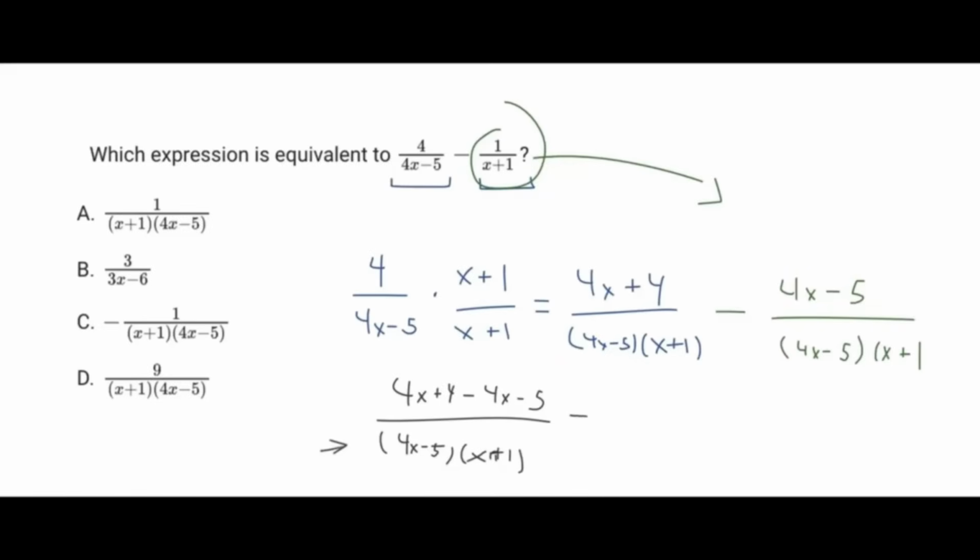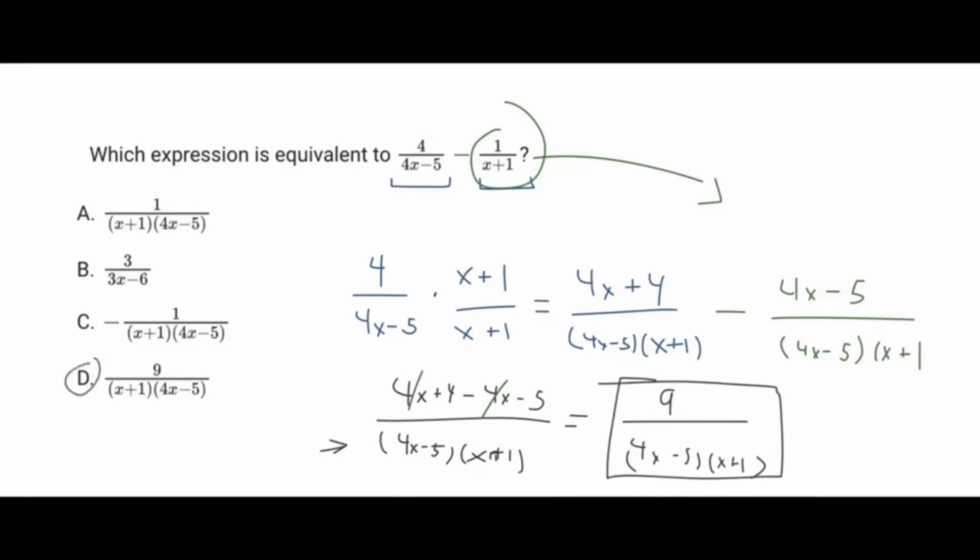So let's just evaluate the top part, right? So with 4x minus 4x, those two are going to cancel, right? So that's just going to be 0. But now in our case, we have 4 minus -5. So we're really just adding 5 to 4. That's going to be 9. So you have 9 on top, and then 4x minus 5 times x plus 1. Really messy, but whatever. And so we have our equivalent expression right here. And we can see that actually matches up with answer choice D, and therefore that is our answer.